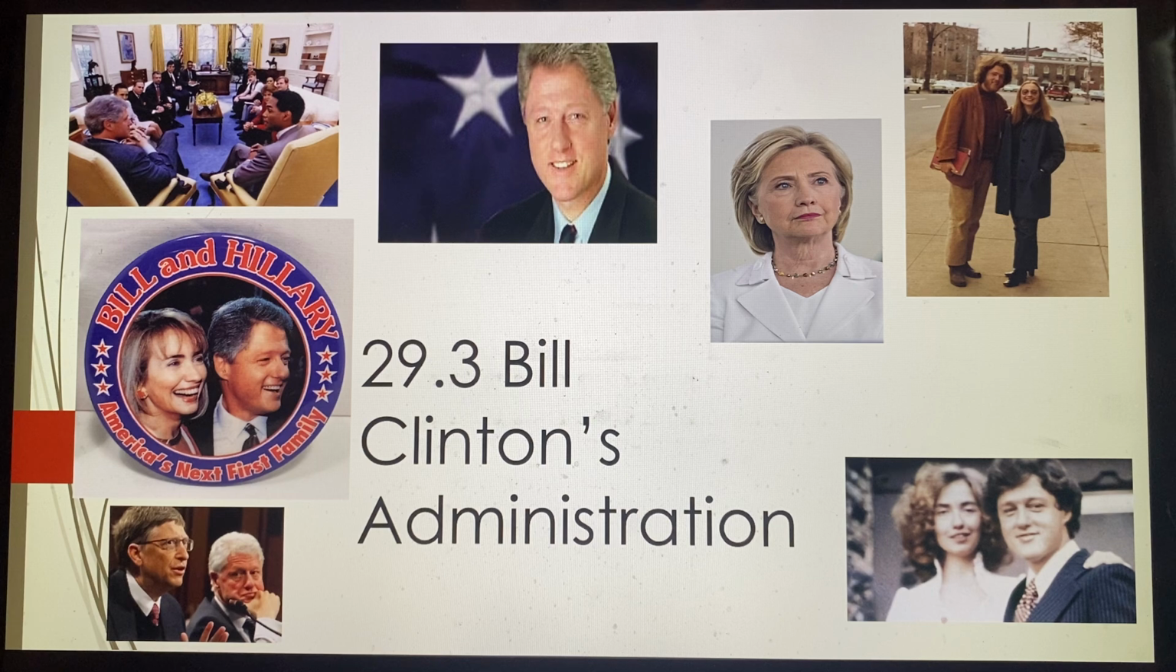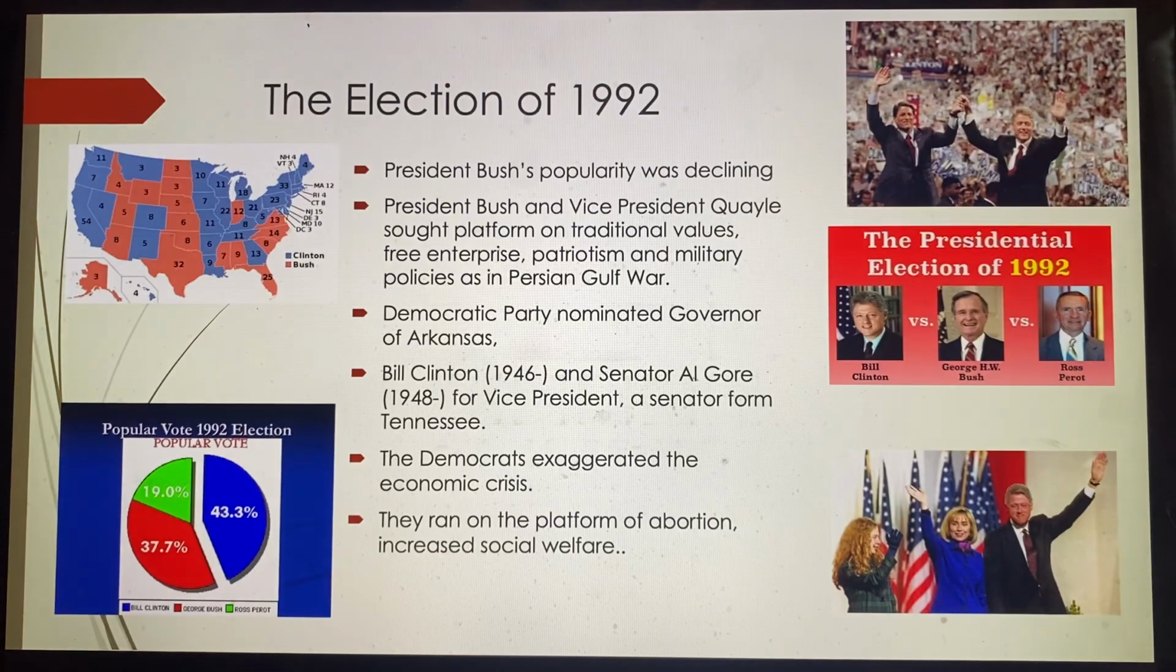So we're going to go over the 1990s, what was going on during this time, and also the administration of President Clinton. So let's begin. The election of 1992. Well, President Bush's popularity was declining. President Bush and Vice President Quayle sought a platform, though, on traditional values, free enterprise, patriotism, and military policies in the Persian Gulf War. But the Democratic Party at this time nominated Governor of Arkansas, Bill Clinton.